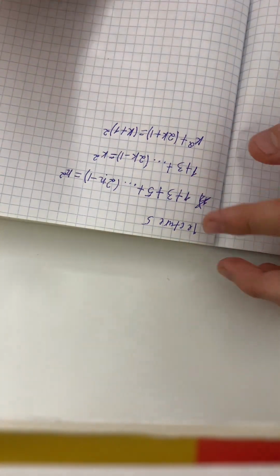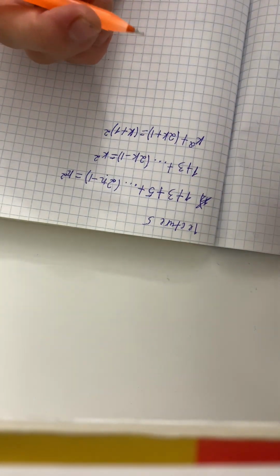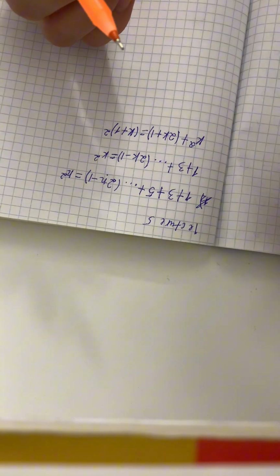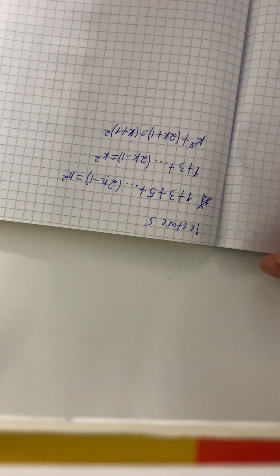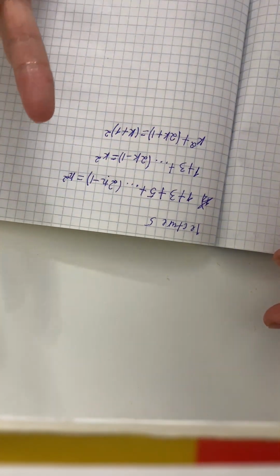And indeed k squared plus 2k plus 1 is exactly k plus 1 squared. So the statement is true for k plus 1 as well. By the principle of mathematical induction, the formula is true for all n greater than or equal to 1.